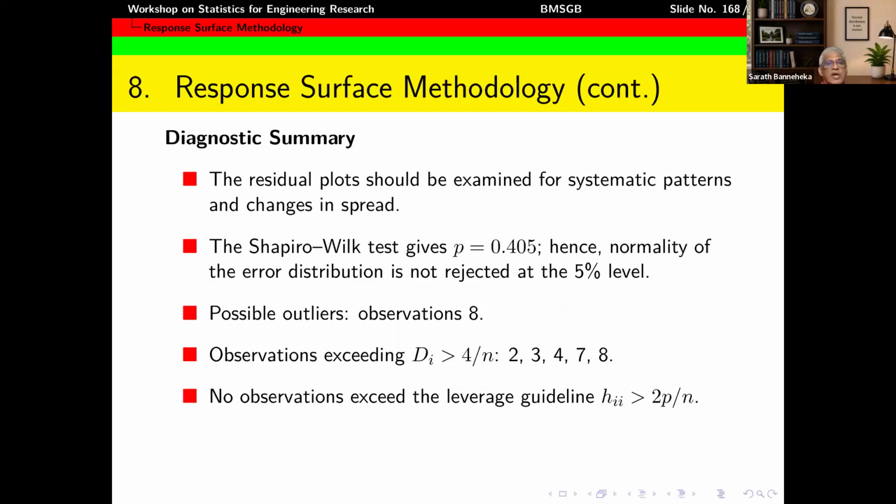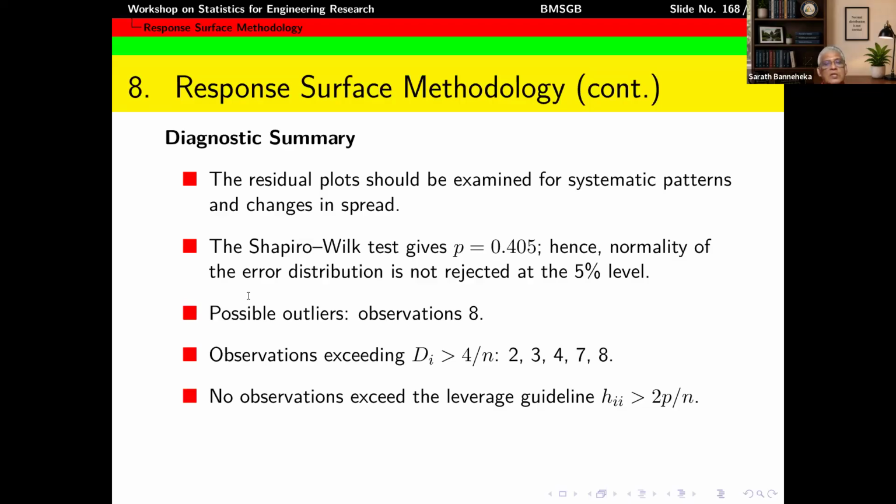So the diagnostic summary: the residual plot should be examined for systematic patterns, and we have done that, and we have not seen any significant pattern here. The Shapiro-Wilk test was also carried out in addition to the QQ plot, and we saw that the p-value is 0.4. So in addition to the QQ plot, this Shapiro-Wilk test also indicates that residuals are normally distributed. We can conclude that at the 0.05 level of significance.